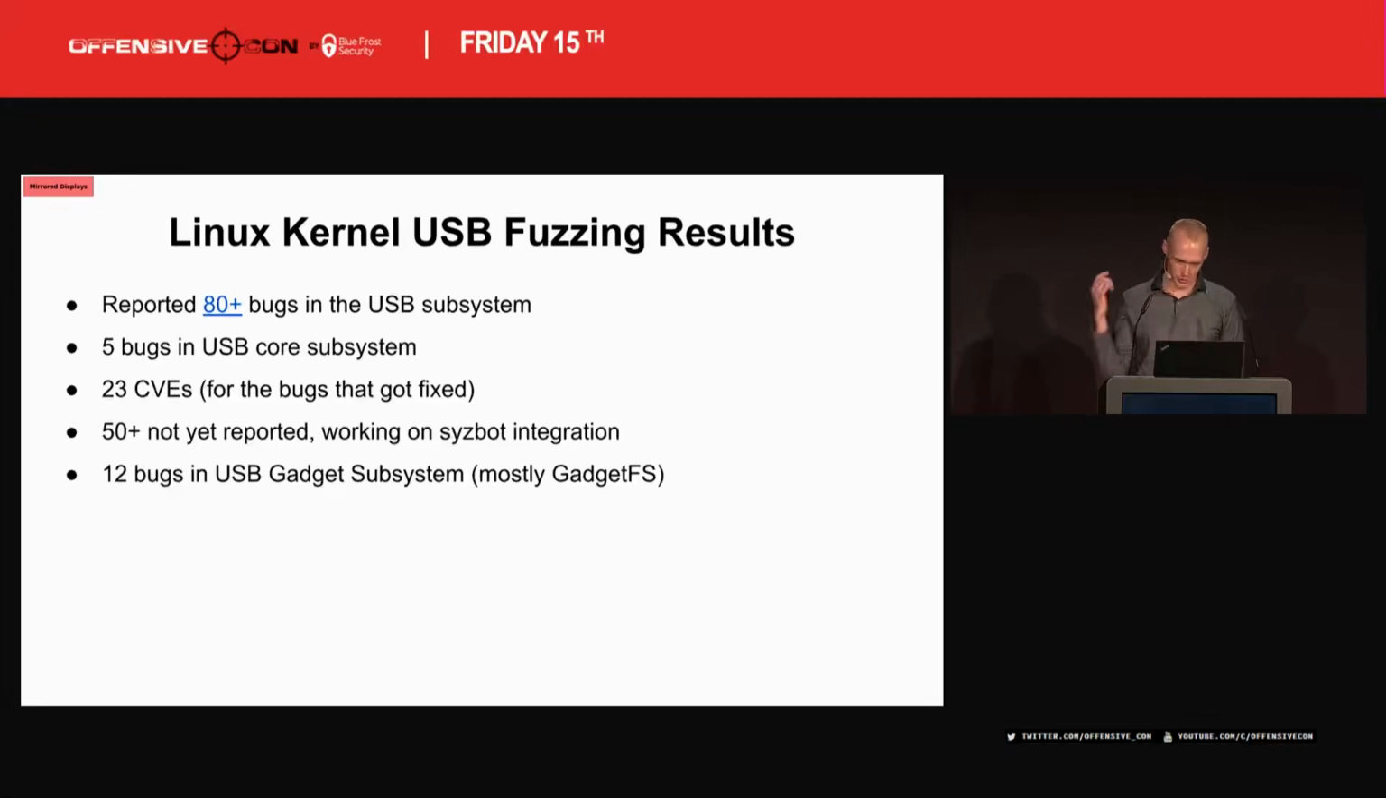I have a bunch more that are not yet reported, but what we want to do is integrate this into Syzbot and make Syzbot report all of the bugs. And the funny part is that while I was fuzzing this stuff, I found 12 bugs in the gadget subsystem because I was stressing it. It was my target, it was my tool, but it still crashed.